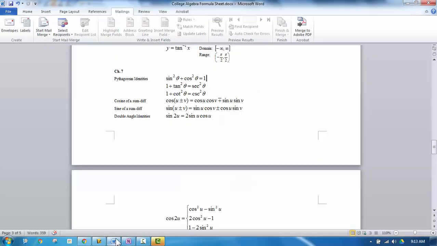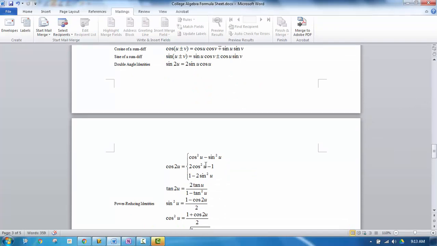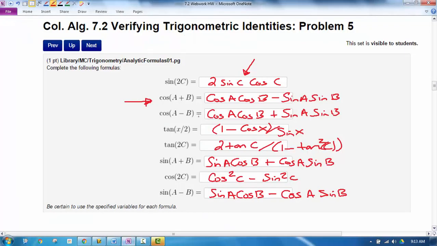For some of these formulas, there's multiple formulas you can use. For example, for the cosine of 2u, there's 3 different formulas you could choose from, and WebWork should accept all of them if you enter them in correctly. But the cosine of 2c is right here, so I just used the top one. And make sure when you enter this in, you put parentheses and do caret squared instead of the square right here.